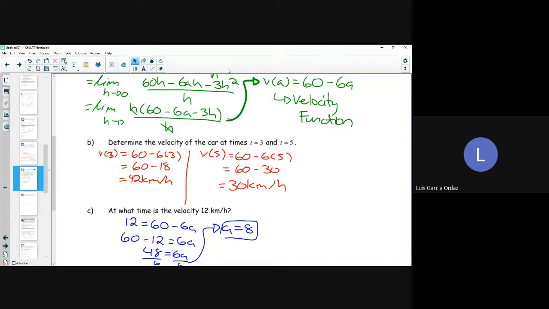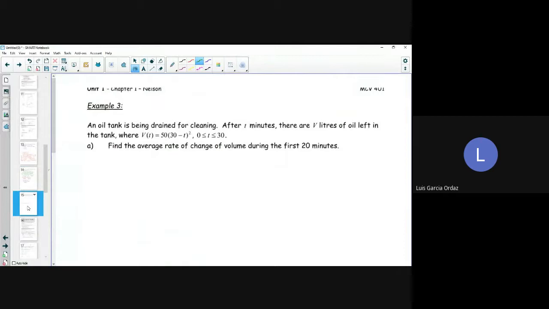So we're going to do the last 2 examples for lesson 1.3. And then lesson 1.4 is about limits. We've been doing limits. I don't know why there's a separate lesson on just limits, but that's the way it is sometimes.